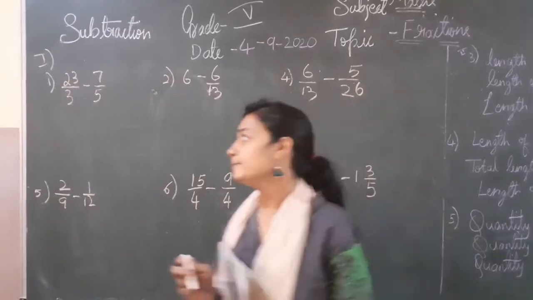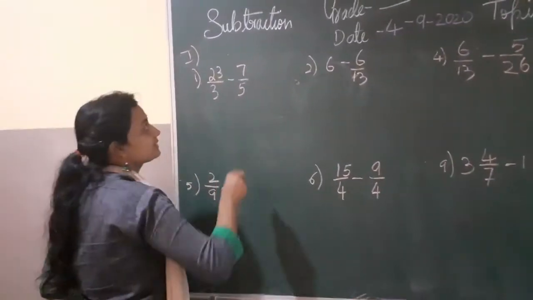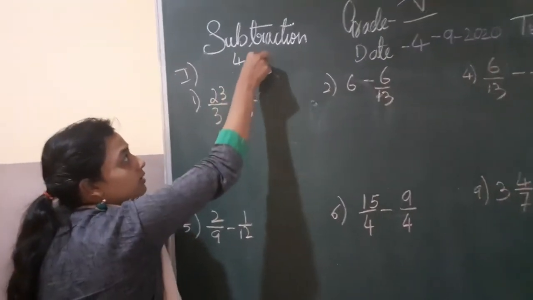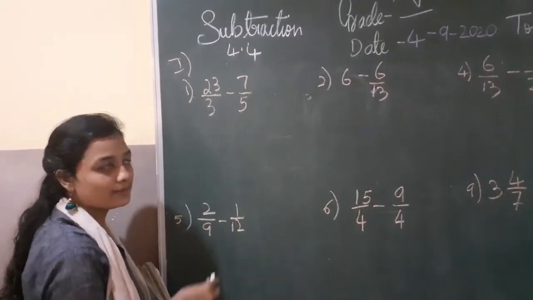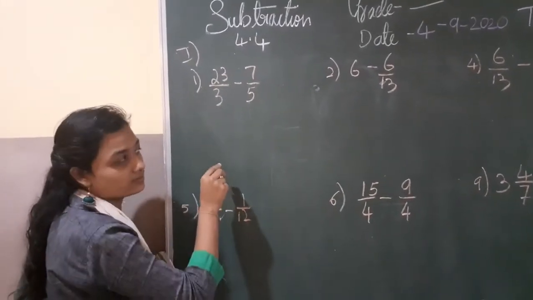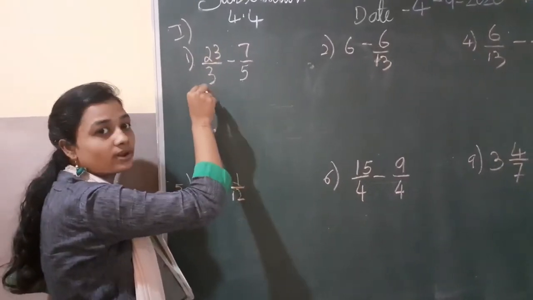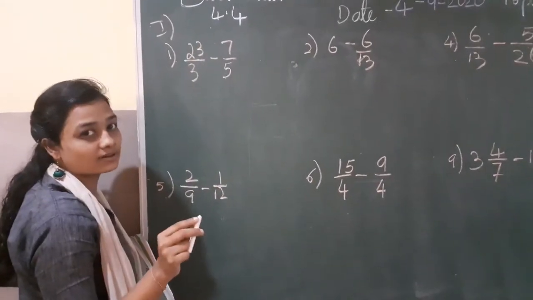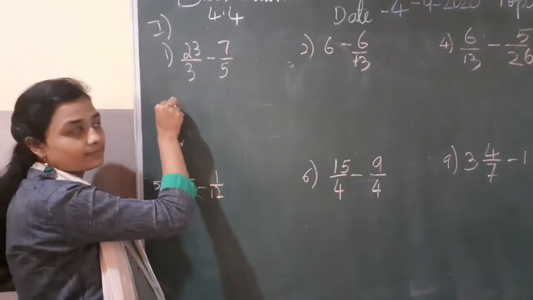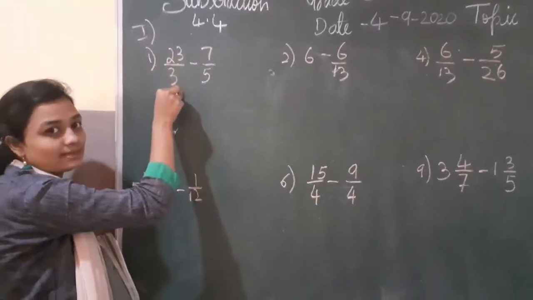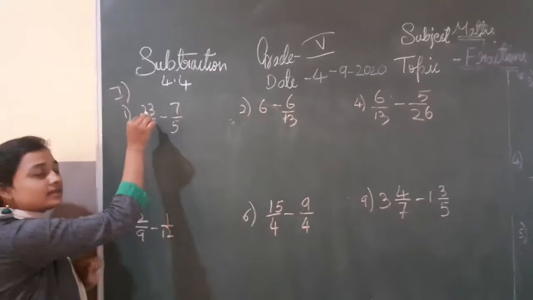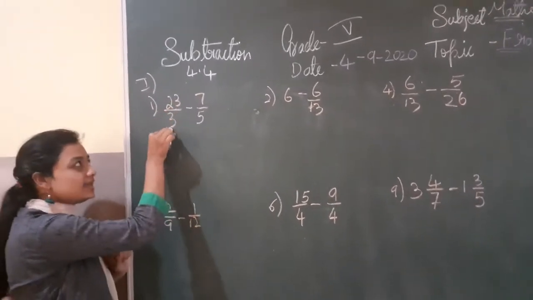Come, let's see here. So I am starting with exercise 4.4. Okay, I'll be explaining with the first sum. So take your textbooks, exercise 4.4 and your classwork and work the sums. So first sum, I have 2 3/3, 23 by 3 minus 7 by 5.